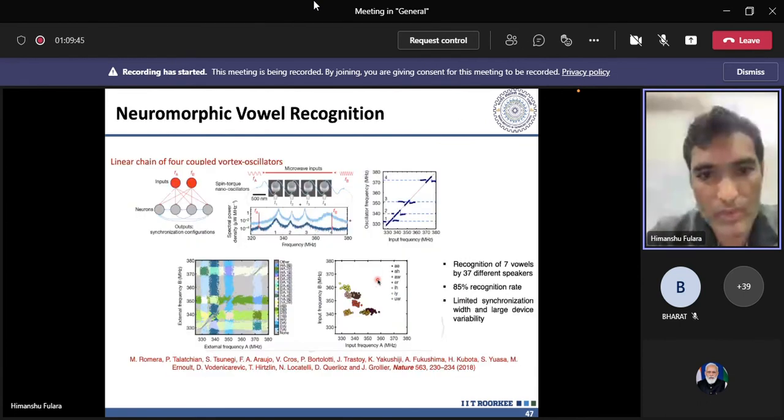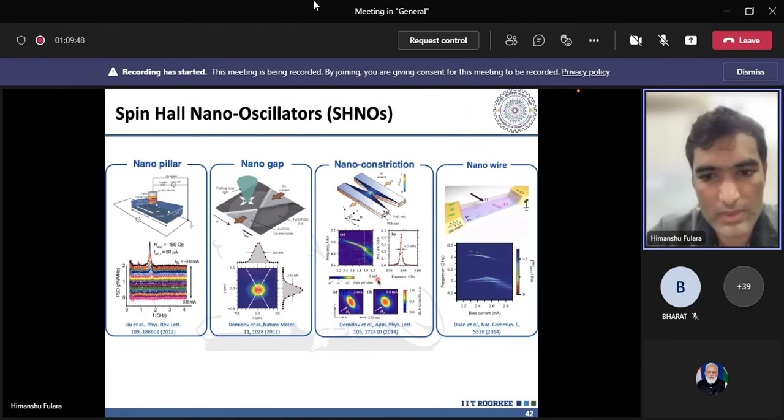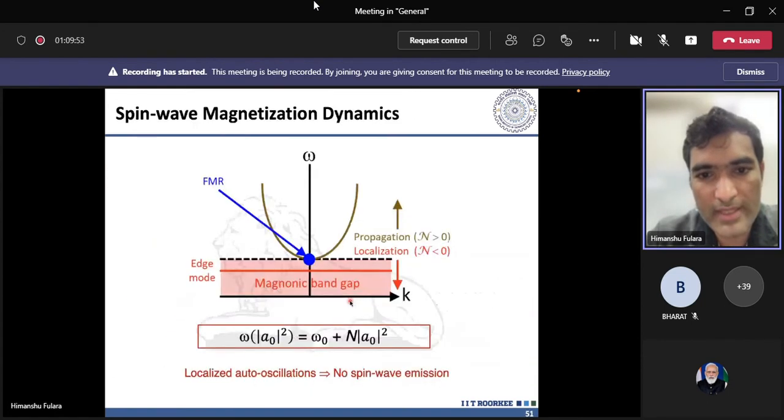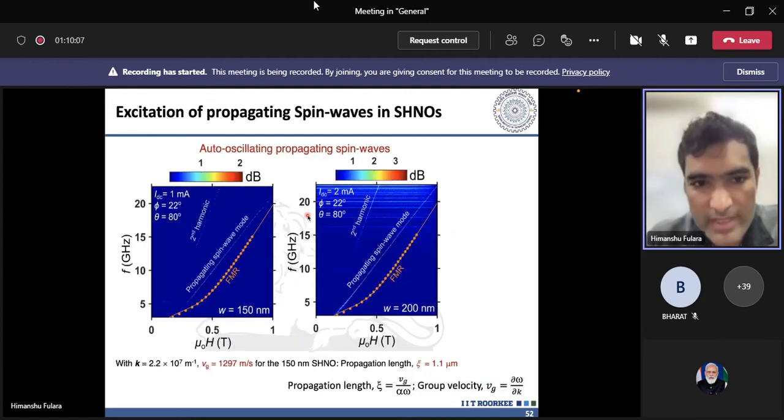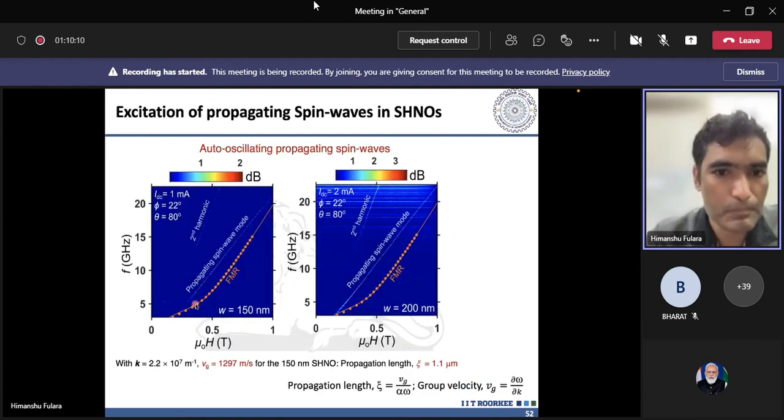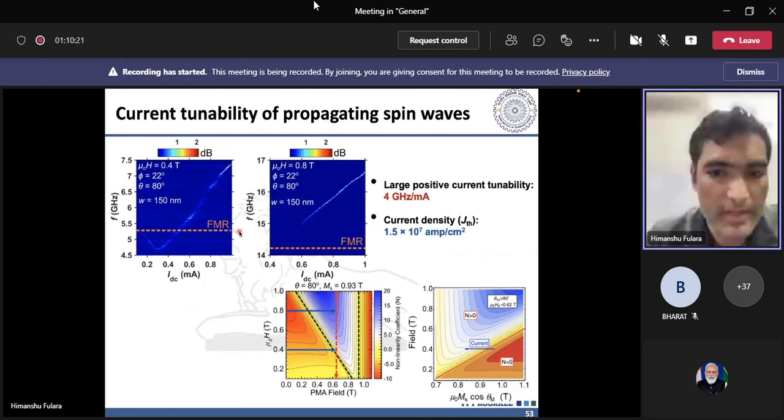For example, here I have shown these are localized. What it means is that their frequency is less than this, so this frequency lies in this magnonic band gap. If you can excite these auto oscillations above this frequency, then they will propagate. This is exactly what we have done here: for the first time, we were able to increase the frequency well above the band gap, which means the nature of this auto oscillation is propagating. And this is the current tunability of these auto oscillations.